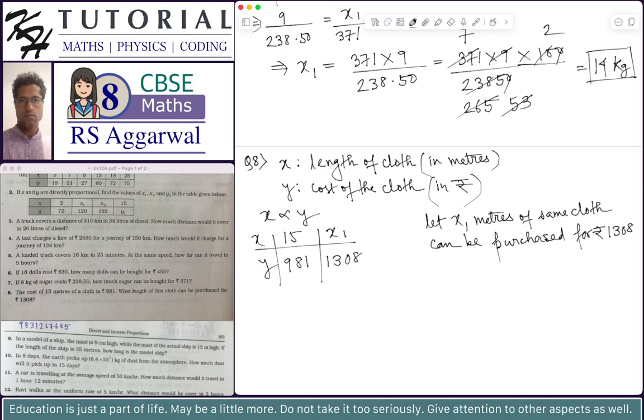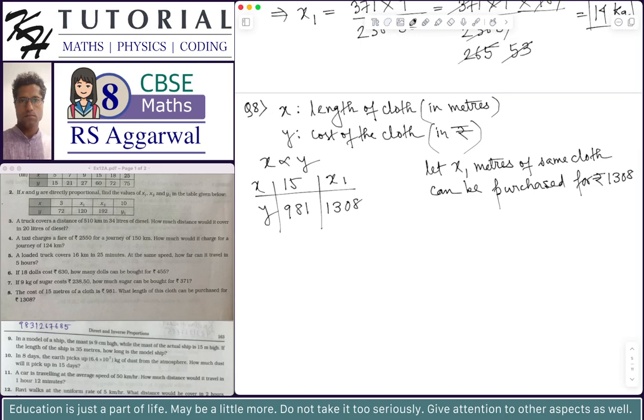Now from the table and the fact that the quantities x and y are in direct variation, we can say that 15 by 981 must be equal to x1 by 1308. So from here we can solve for x1. x1 will be equal to 1308 multiplied by 15 divided by 981.